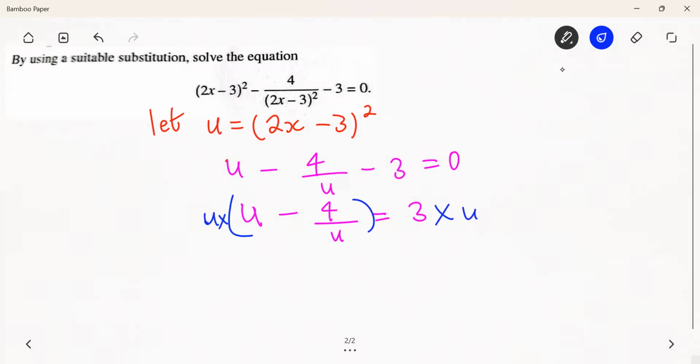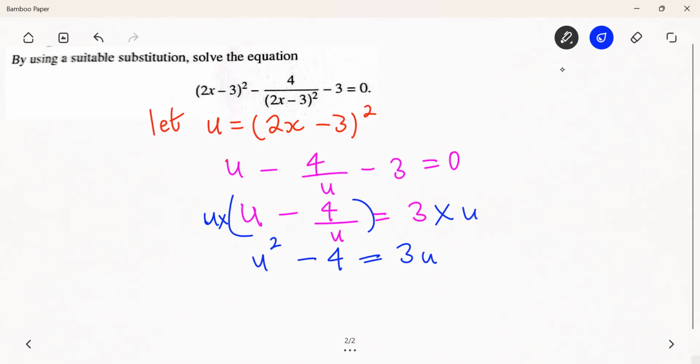So on this side, I'm multiplying both terms by u. u times u is u squared. u times minus 4 over u: well, the whole point was to get rid of the u in the denominator, so the u's cancel out, because it becomes minus 4u over u. Then we're left with this. 3 times u is 3u.